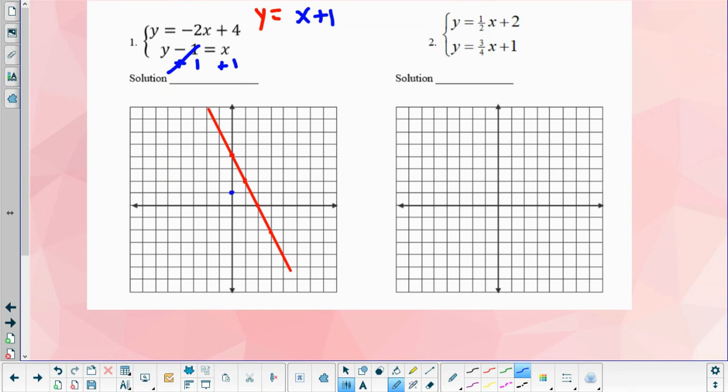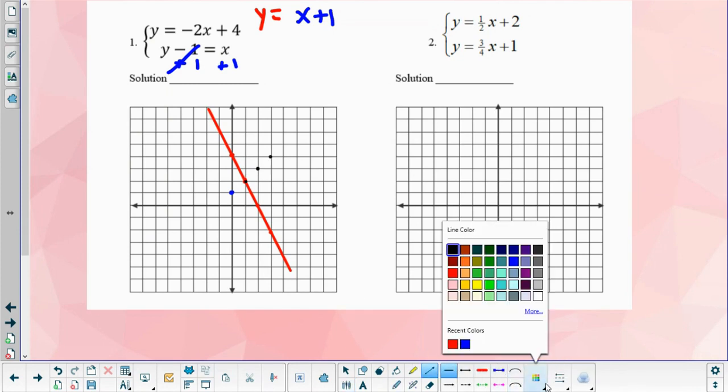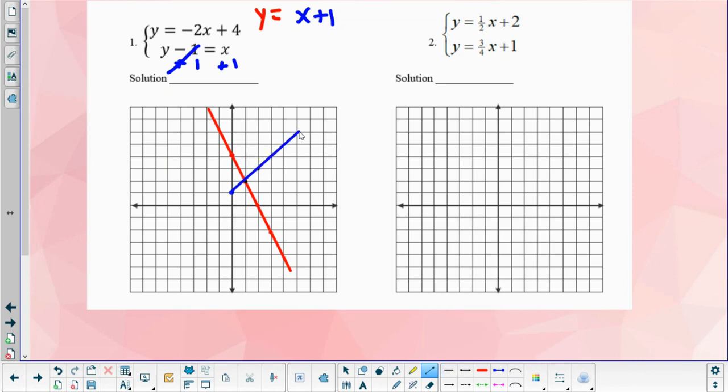And I can rise 1 and run 1, because there's no coefficient, so I'm going to rise 1 and run 1. Rise 1, run 1. We keep on doing that over and over again. All right, let's go ahead and graph our line. And we can see that they're going to intersect right here, and that ordered pair is 1, 2. Whoops, helps if I write it correctly. Let's try that again. 1, 2, not 2, 1.